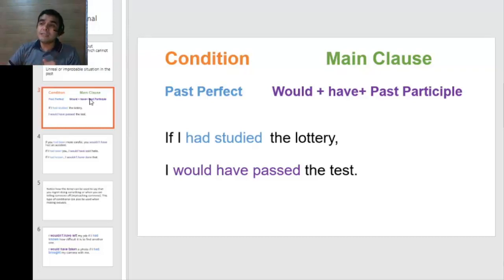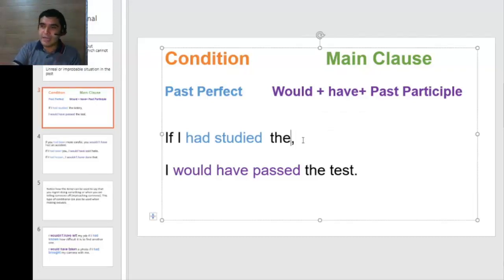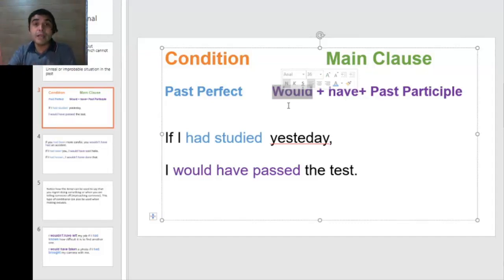If I had studied yesterday, in this way. If I had studied yesterday, right? But I didn't. But if I had studied, I would have passed the test. And the main clause goes in this way. This is what I would like you to pay attention to. Would plus have plus past participle. This is the modal verb would in the past, right? This is how we use would in the past.